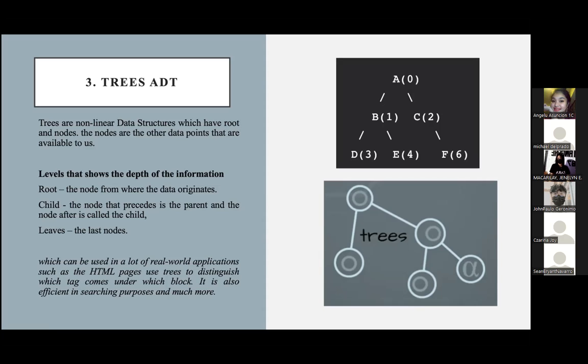And yung child naman po, the node that precedes is the parent and the node after is called the child. So, yung child po, is sinasabi po na ito po yung B and C, which is yung 1 and 2. And lastly po, leaves, the last node, yun na po yung D, E, and F. And which can be used in a lot of real-world applications such as the HTML pages use trees to distinguish which tag comes under which block. It is also efficient in searching purposes and much more.